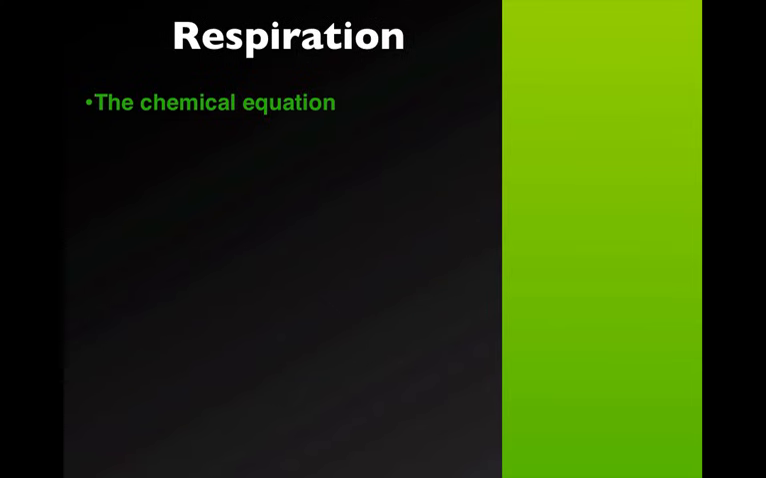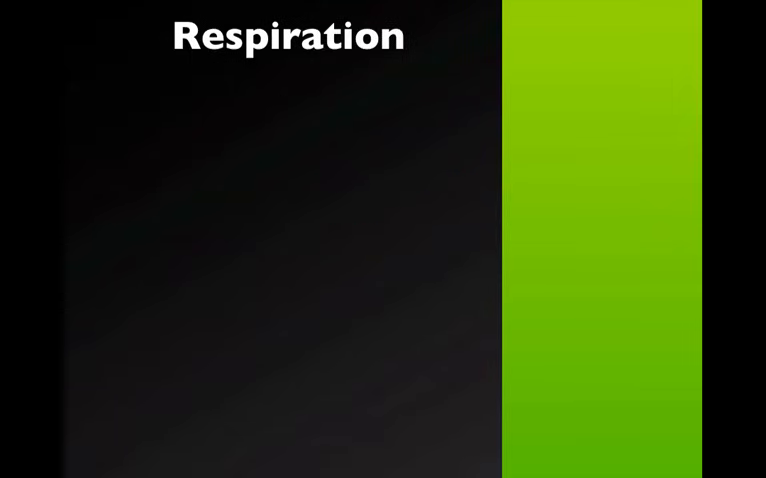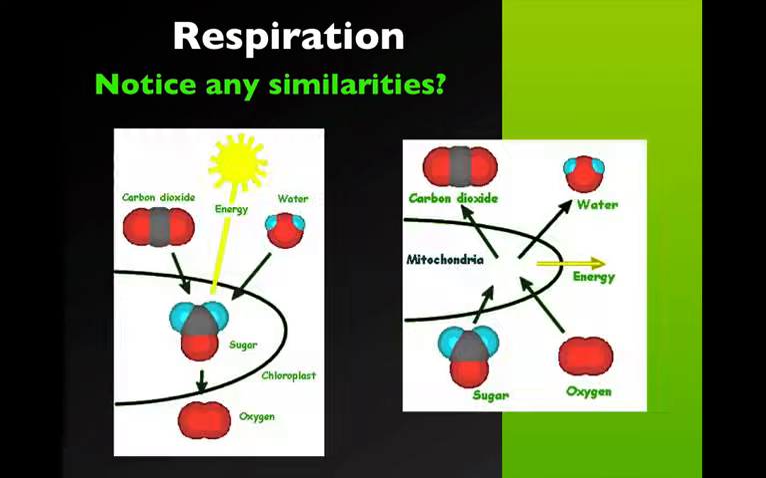So here's the chemical equation for respiration. We've got sugar molecule, so that's C6H12O6, that's glucose, and you add some oxygen to it, and what's created is carbon dioxide and water. So there's the chemical equation written down as a chemical formula. So if we look at number 10 in your graphic organizer, I want you to look at these pictures and tell me if there are any similarities that you notice. So in the graphic organizer, you need to list at least 3.